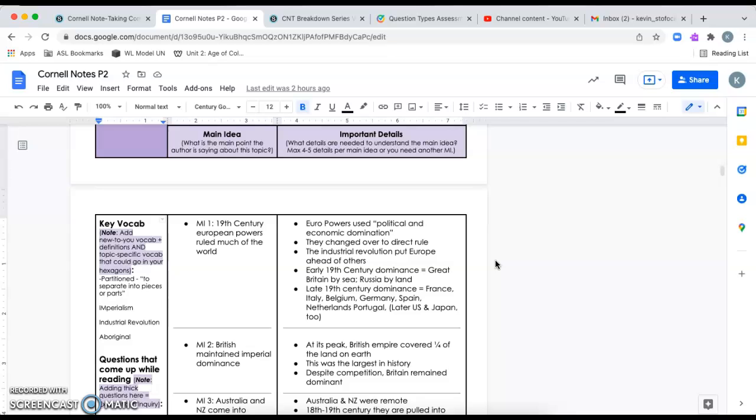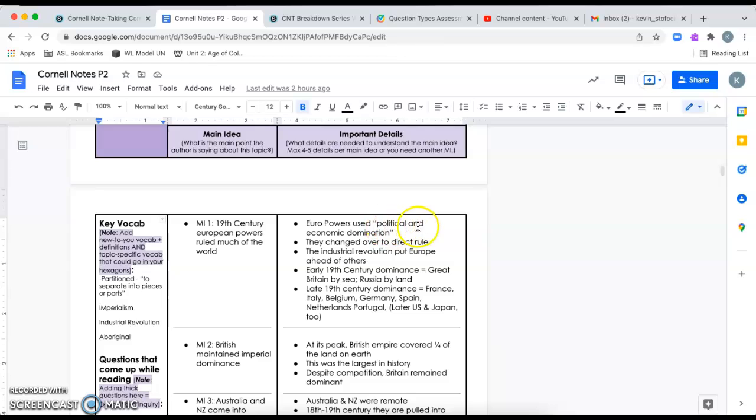The other thing that I was mentioning in class is the important details. You don't always have to write complete sentences. Same with the main ideas. You should be putting enough that you can understand what you're writing. You shouldn't just be putting something like "Europowers use domination," because that is not necessarily clear. But you can drop certain things. So maybe 19th century European powers ruled much of the world.